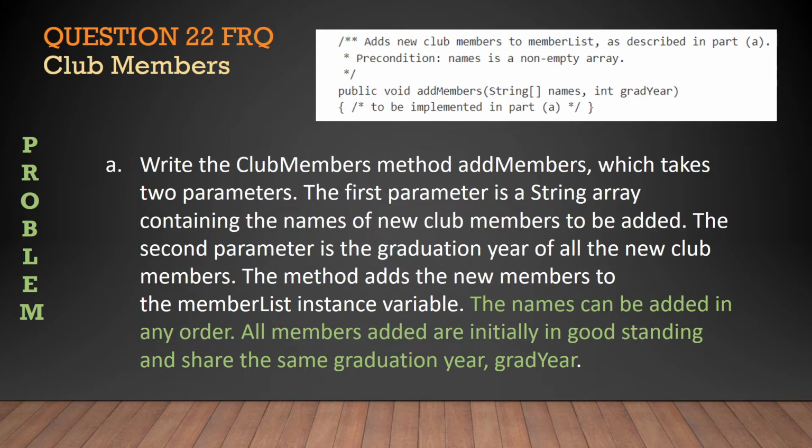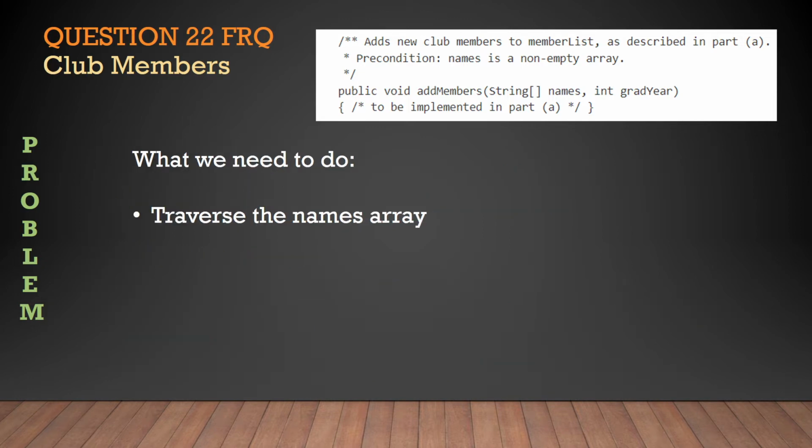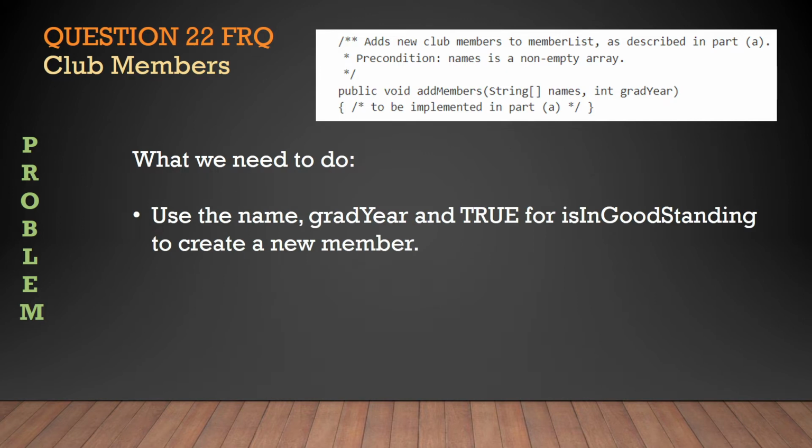So what this is asking you to do is to take each name and make a member out of it. We're given an array of strings with the names. We need to go through this names array and make a new member. Let's go through this names array, take each name, make a member out of the name. We'll need a for loop. We can use probably an enhanced loop or a regular one. And we're going to use true as good standing, and grad year we've been given.